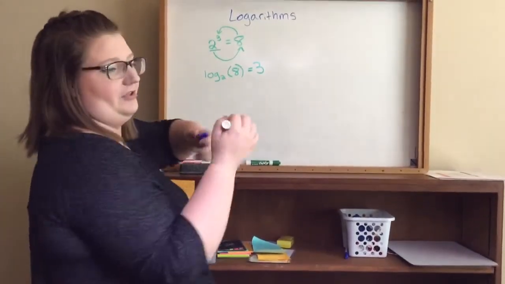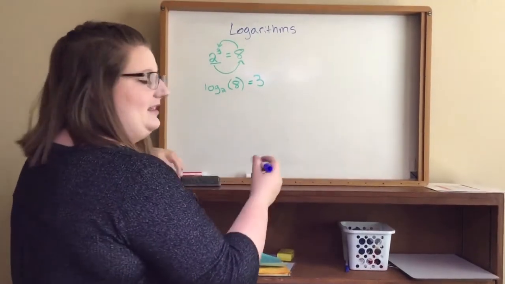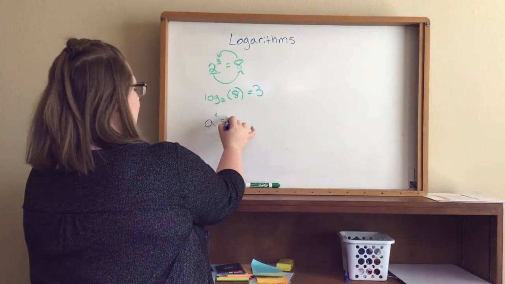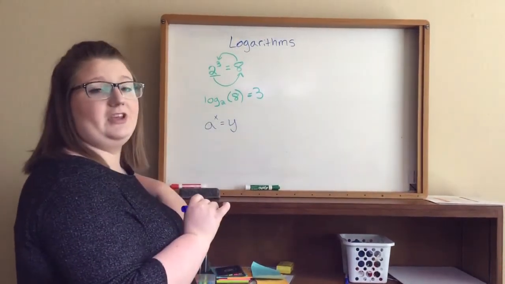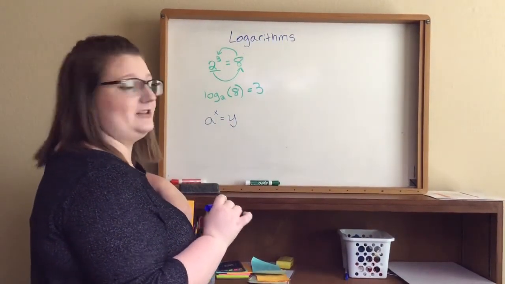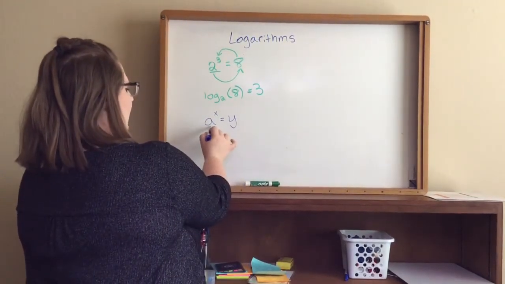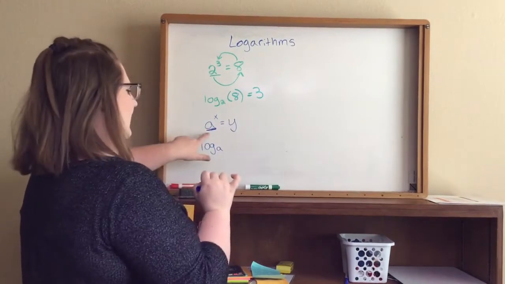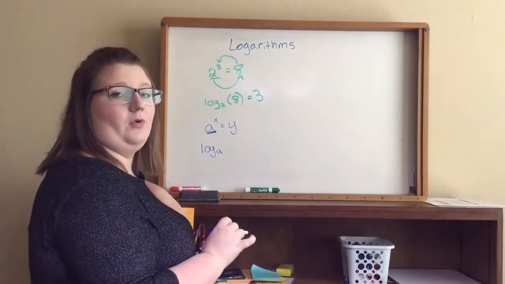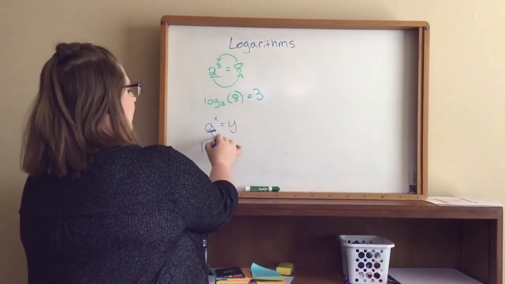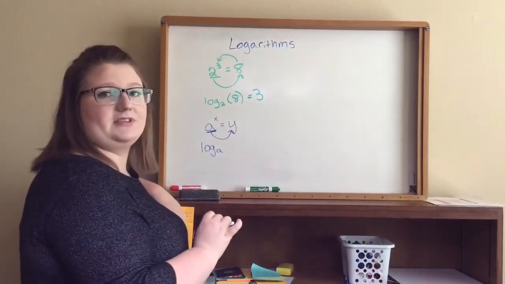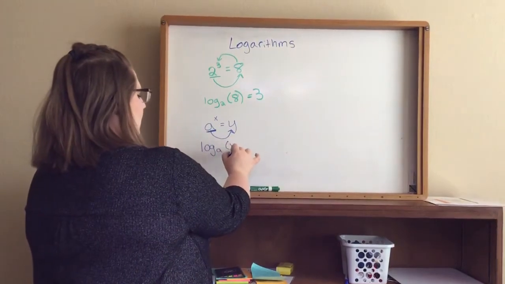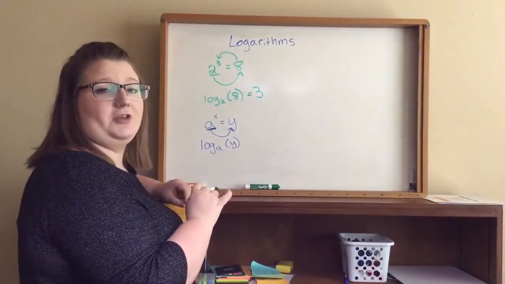Our general rule, though, is going to be that if we have a to the x equals y, then we use our log loop to rewrite it as a logarithm. So we'll start at the base, which is a, so we write log base a. So the base is the same in both forms. And then we loop around to the other side of the equal sign. So we loop around to the y, so log base a of y, that's what goes in our argument.